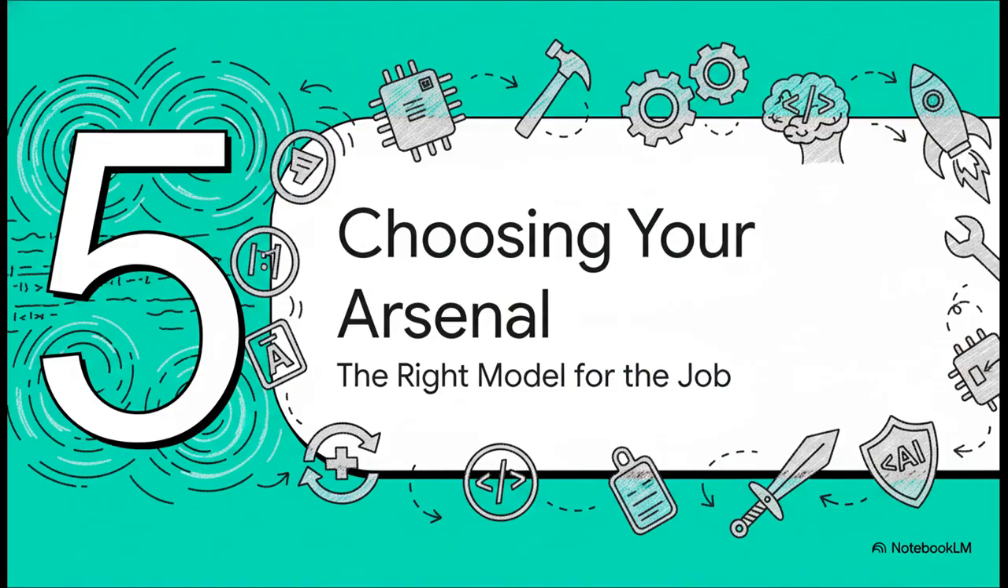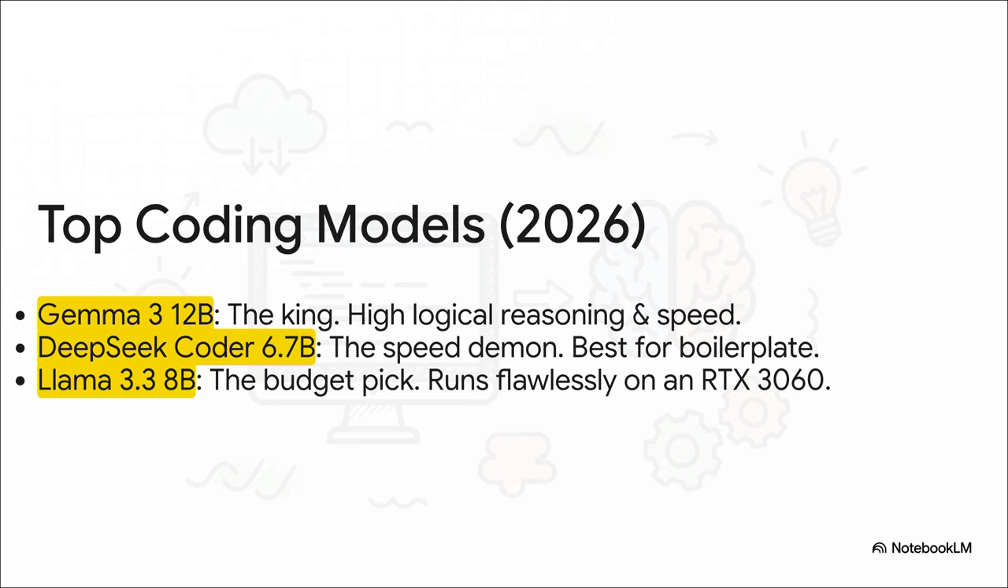But of course, not all models are built the same. So the final piece of the puzzle is picking the right tool for the job. Let's take a quick look at the top contenders you should have in your coding arsenal. Okay, so for the best all-around choice, you want Gemma 3 12B. Its reasoning ability is just top-notch. Now, if you want pure, raw speed for things like autocomplete, then DeepSeek Coder is your speed demon. And hey, if you're working with more modest hardware, maybe an RTX 3060 or something, Llama 3 8B is a fantastic budget-friendly pick that still runs like a dream.